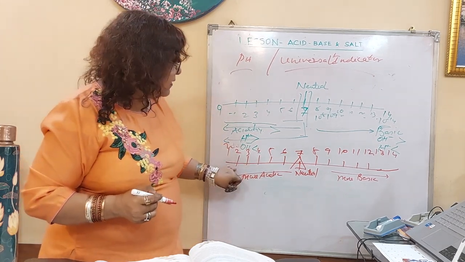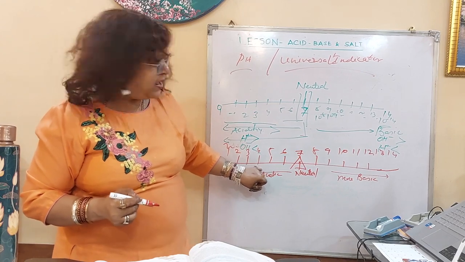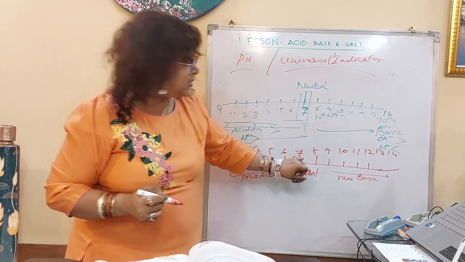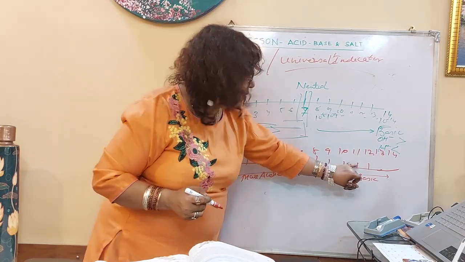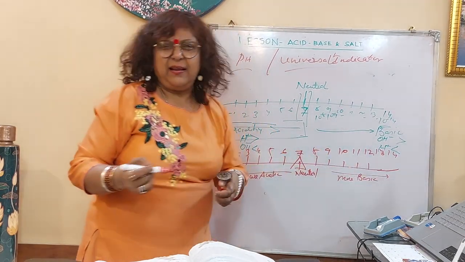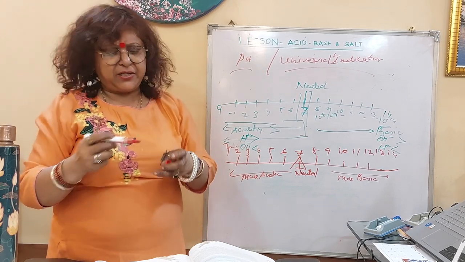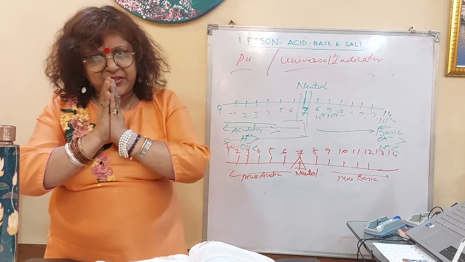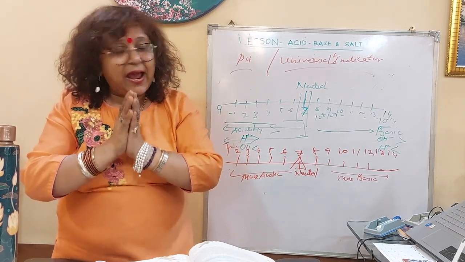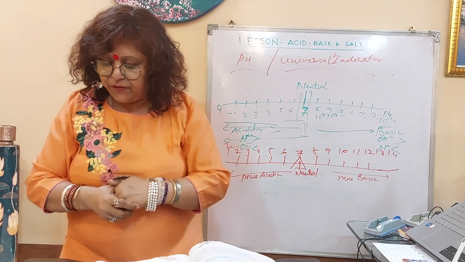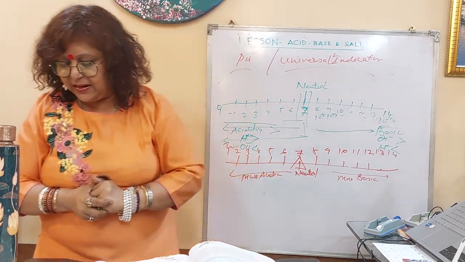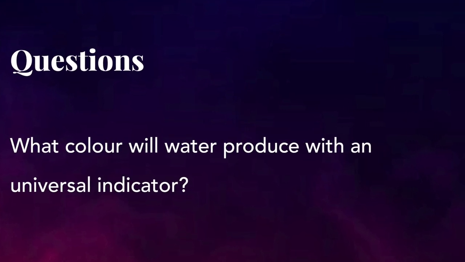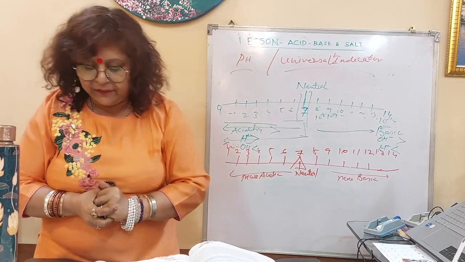Like this will be red, then this will be some orangish red, here it will be yellow. Red, orangish red, yellow. Like that, here it will be some bluish green, and it will be violet, a little lighter shade of violet, if you can see. So I told you the difference between pH and universal indicator, and the pH of a neutral solution is always green. Always it is green. Water will produce a green color. If they ask you what color water will produce with universal indicator, it is green.